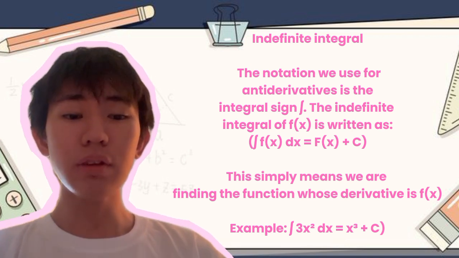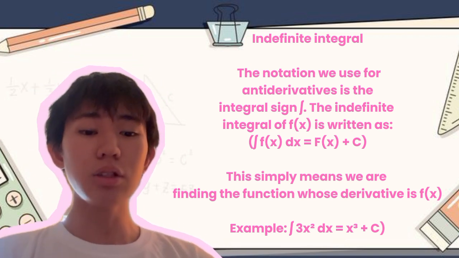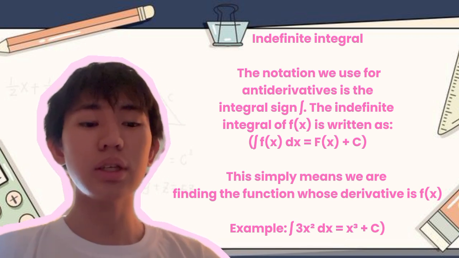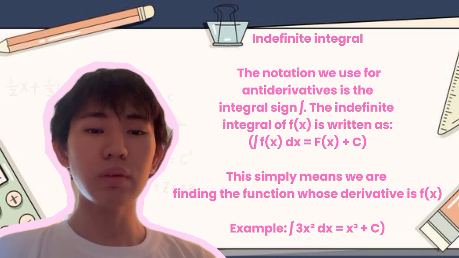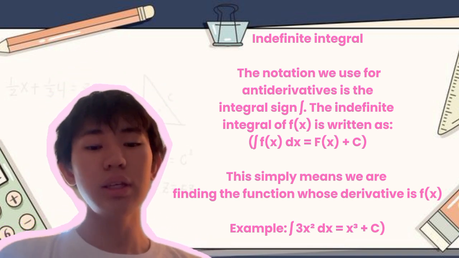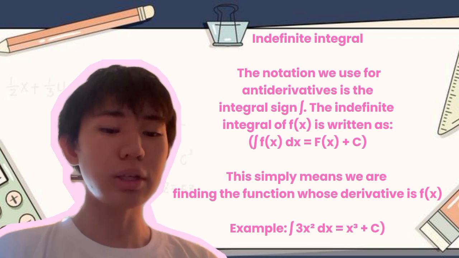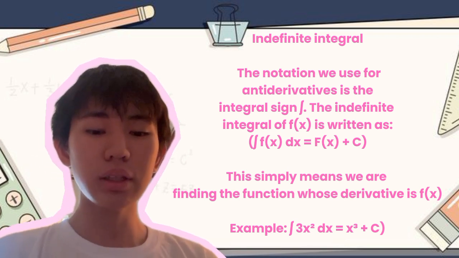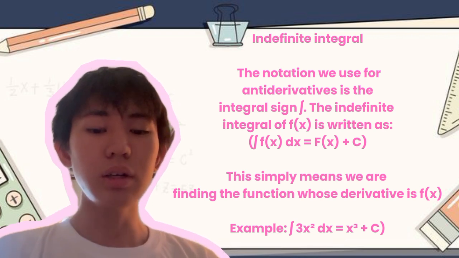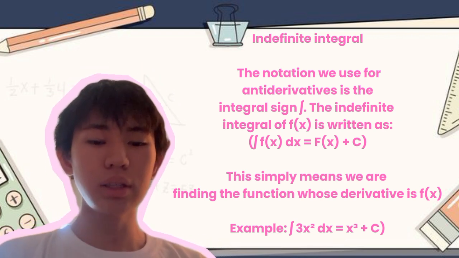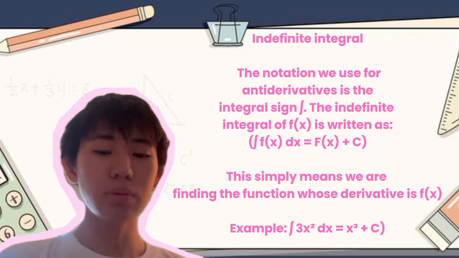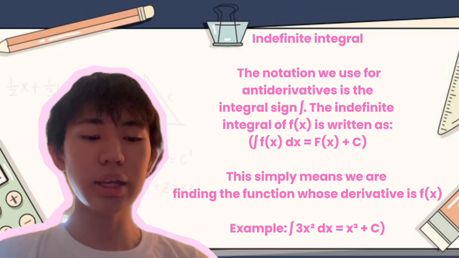Segment 2: Indefinite integral. Now, let's talk about indefinite integrals. The notation we use for antiderivatives is the integral sign. The indefinite integral of f(x) is written as the integral of f(x) dx equals F(x) plus C. This simply means we are finding the functions whose derivative is f(x). Example: the integral of 3x squared dx equals x cubed plus C. Just like before, we add C because multiple functions can have the same derivative.